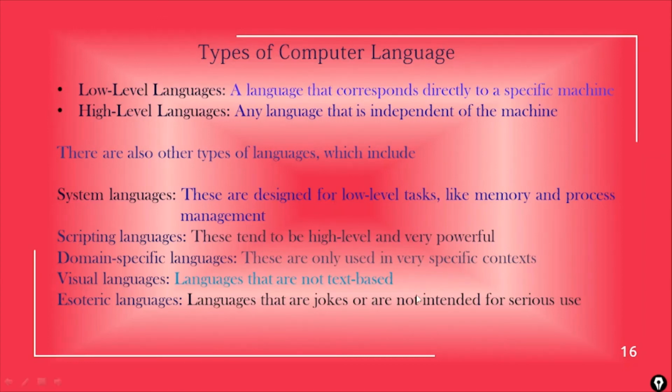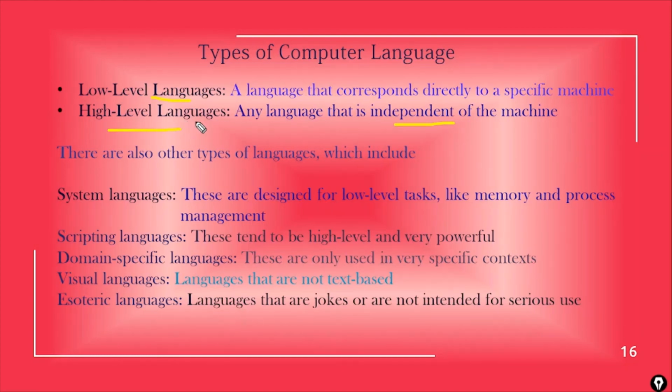And we have many types of computer languages. Here is a list of some of them. As we learned up to now, low level languages are the machine and assembly level languages, languages that correspond directly to a specific machine. High level languages are independent of the machine and can be easily understood by the user.